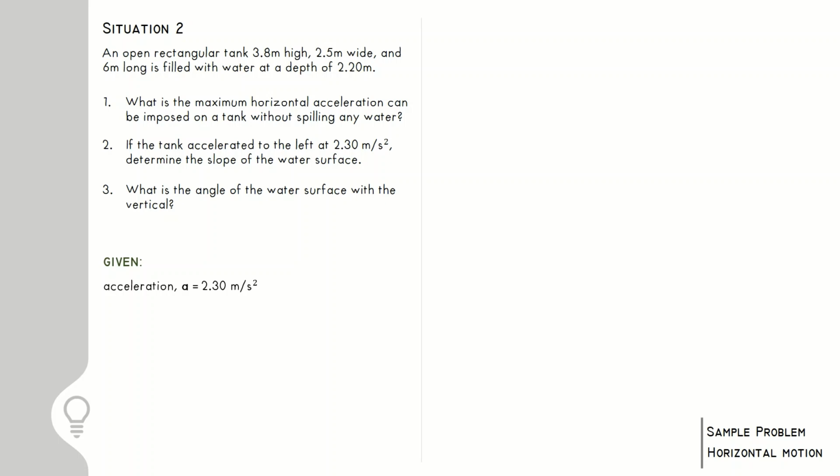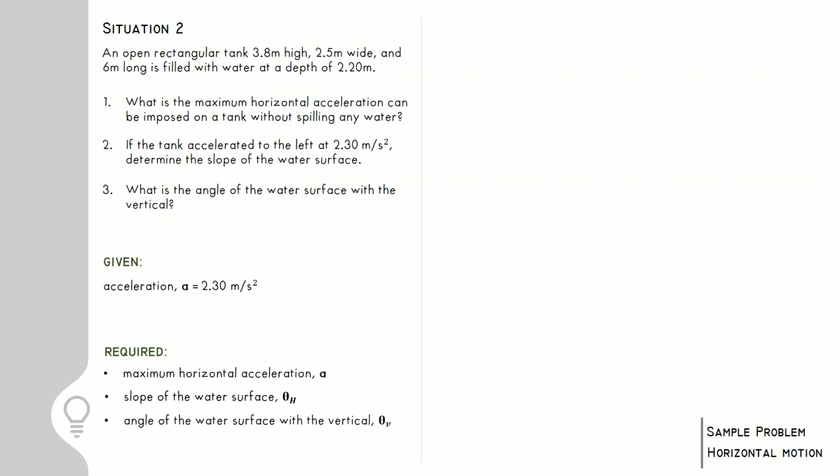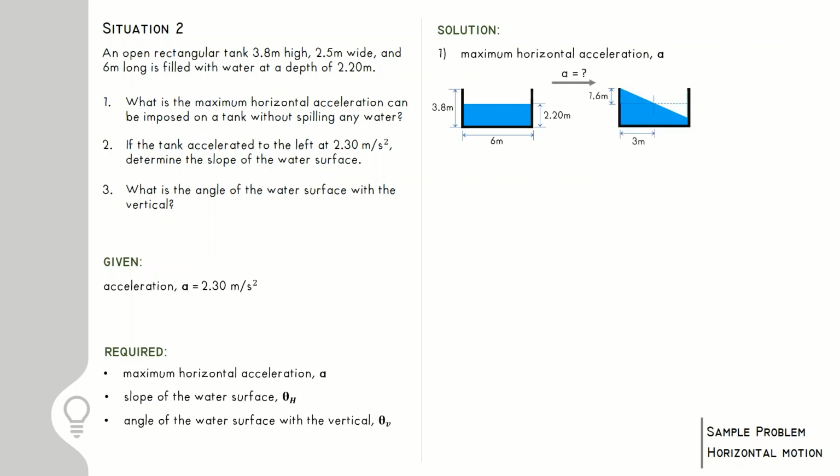In the second example, we are tasked to find the maximum horizontal acceleration without spilling any water, then the slope of the water surface, and the angle of the water surface with the vertical. So this is just the same as what we did in the previous example. Given the dimensions of the tank, it is 6 meters long, 3.8 meters high, 2.5 meters wide with water to a depth of 2.20 meters.